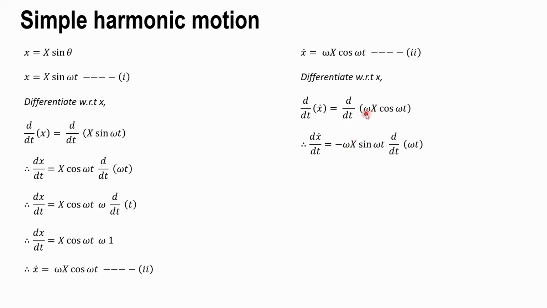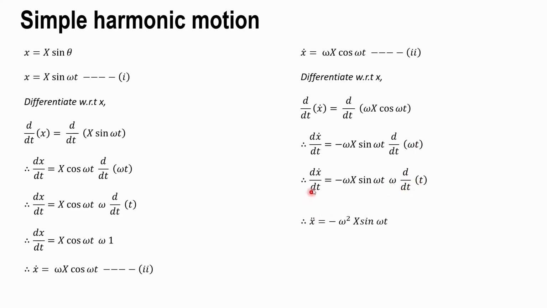Now minus omega x we have written over here. Derivative of cos is minus sine omega t, and again by chain rule, the derivative of omega t. So omega multiplied by x, which is a constant, it is as it is. Derivative of cos is minus sine omega t, and by chain rule, again derivative of this term, that is omega t. Again, omega is a constant, so it is derivative of t with respect to t.